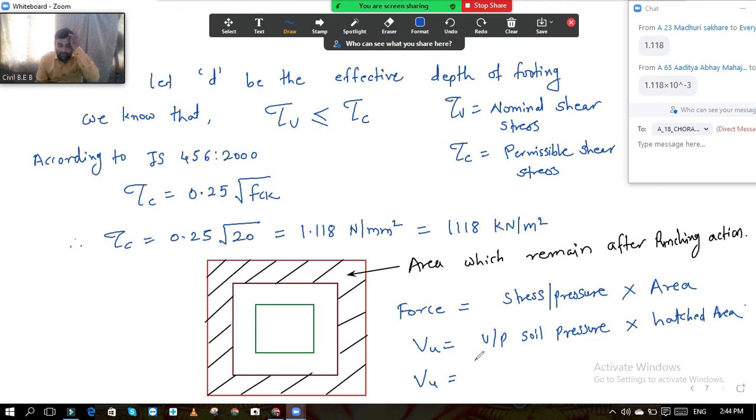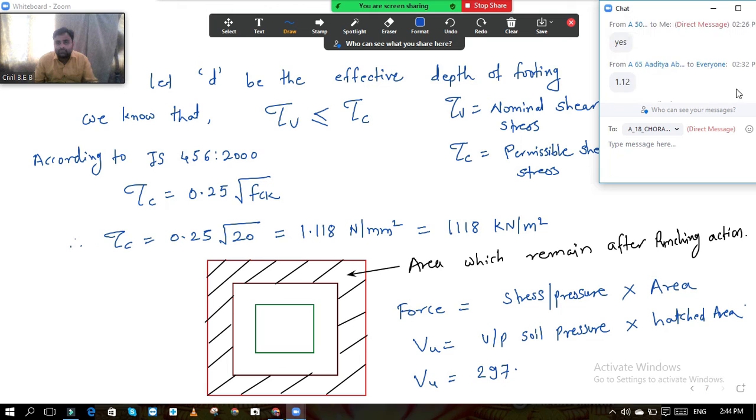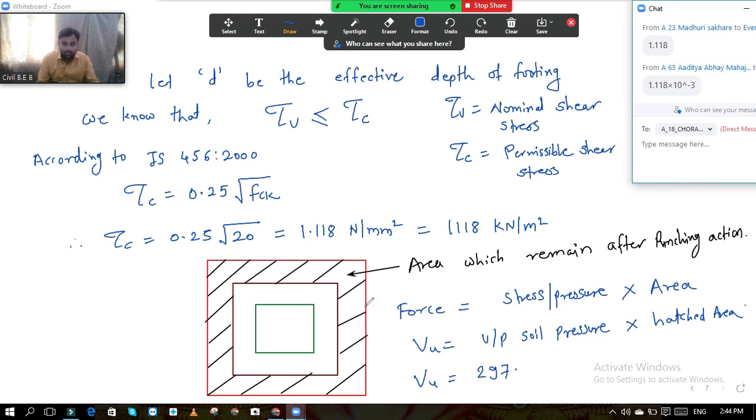I think we have calculated the value. How much is it? It is 297 point something. What was the value? 297.615. That value I will write over here: 297.615. This is the soil pressure into the hatched area.